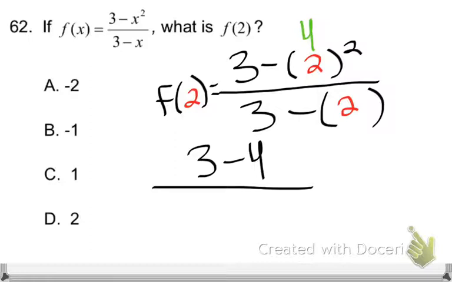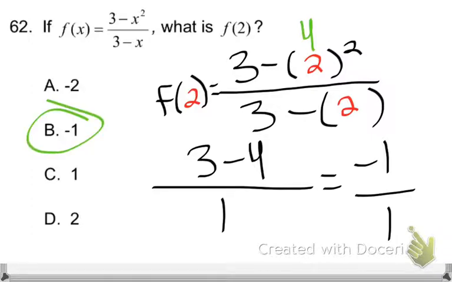Now, on the bottom, we just have 3 minus 2. Well, 3 minus 2 is 1. Up top, 3 minus 4 is -1, over 1. -1 divided by 1 is just -1. So our answer is going to be B. So that's it. That's the function notation.